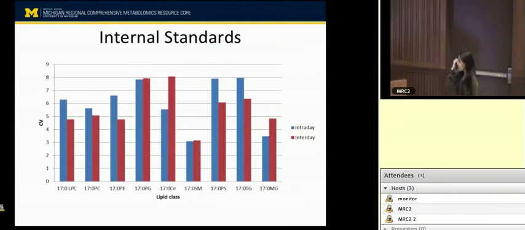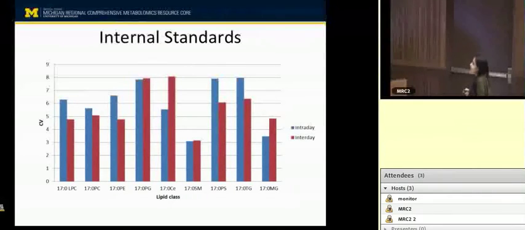So this plot is for our internal standards, and when we check the internal standards for the variation, how the internal standards are behaving. This is inter-day variation, and as you can see, all these internal standards here are pretty tight. All of them are below 9% coefficient of variation.